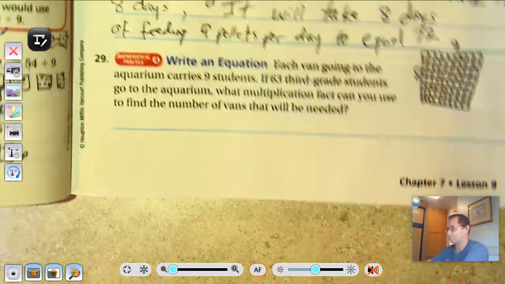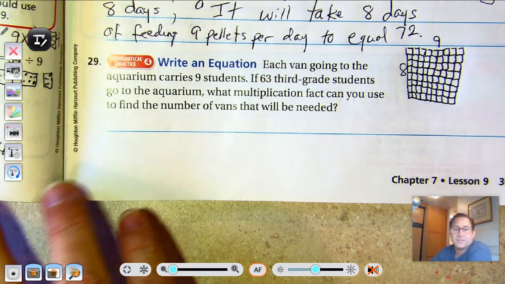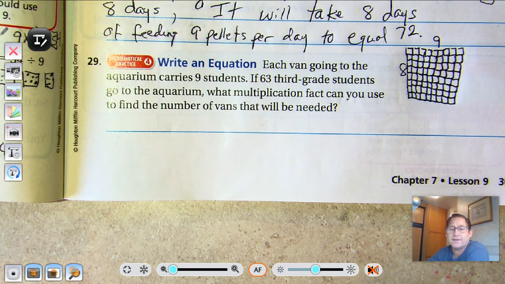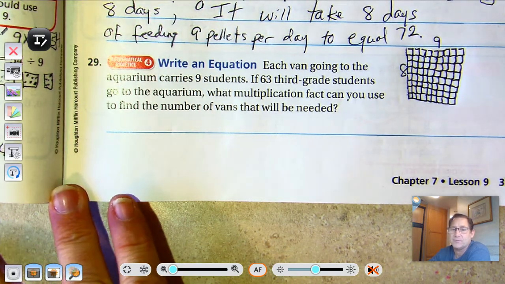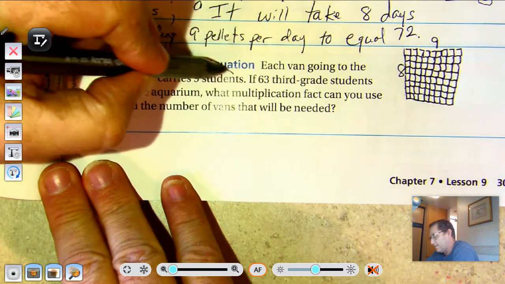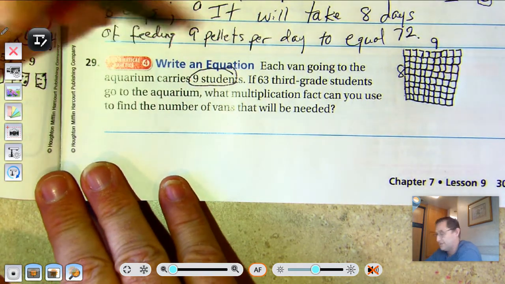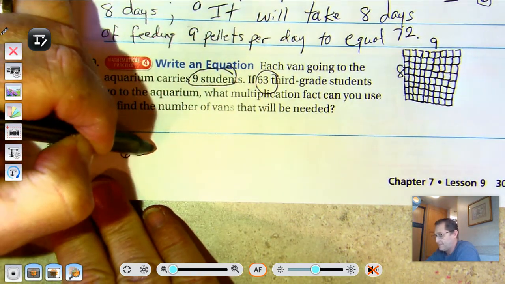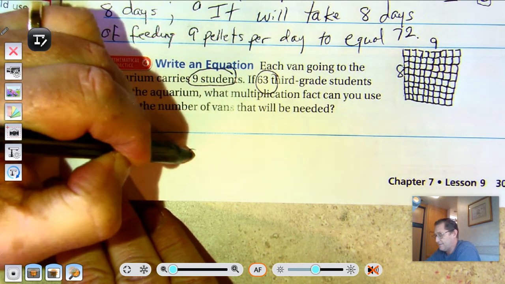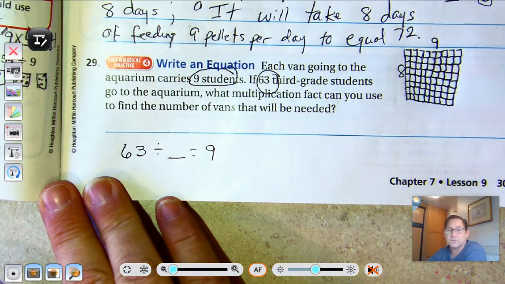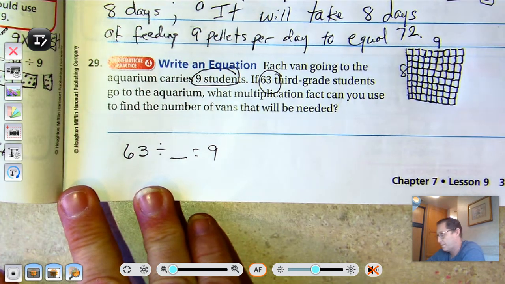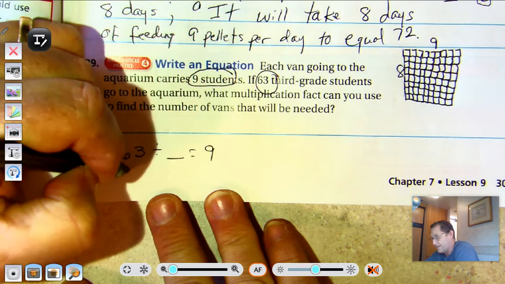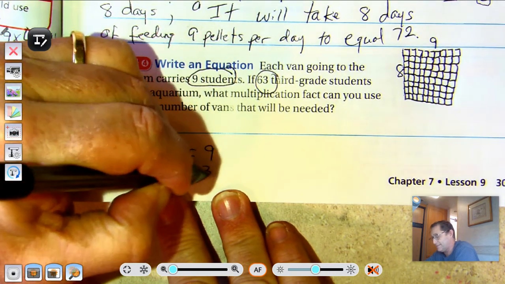Problem 29. Each van going to the aquarium carries 9 students. If 63 third grade students go to the aquarium, what multiplication fact can you use to find the number of vans that will be needed? So each van has 9 students, 63 third graders are going. So the division problem for this would be 63 divided by something equals 9. In this case, we have to figure out how many vans there are. So the related multiplication fact would be 9 times what is 63.